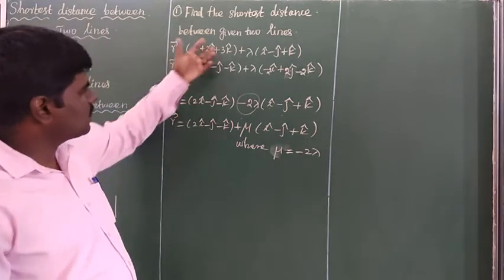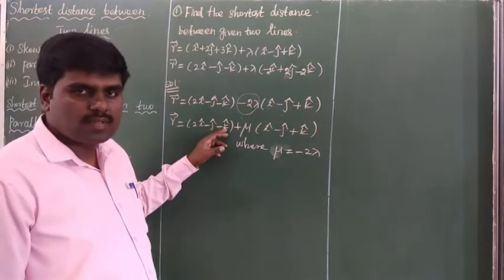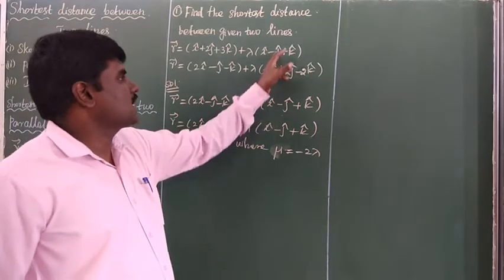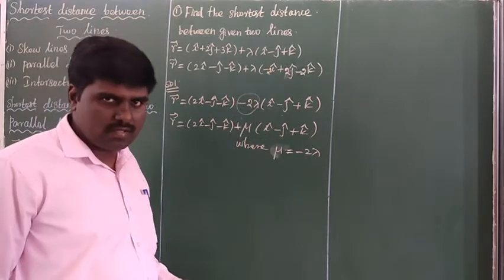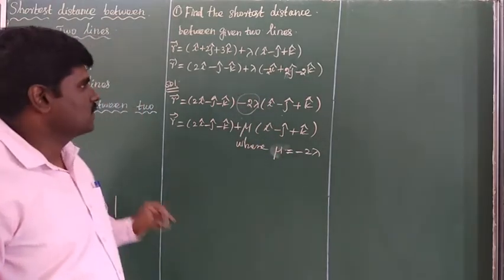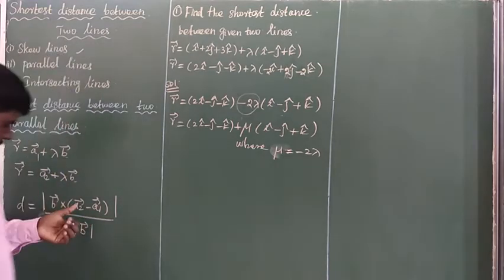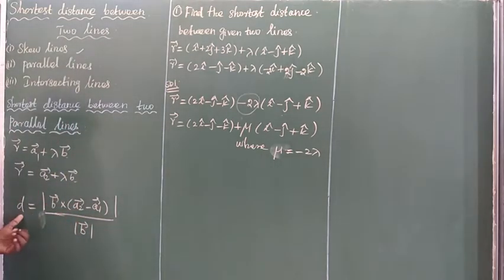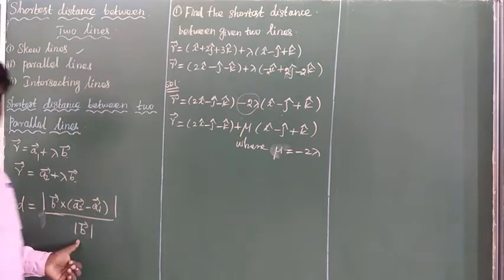Both lines are parallel because the direction ratios are the same. Understood? So you will come to solve here. What's the formula? Shortest distance is the magnitude of b vector cross a2 vector minus a1 vector, divided by the magnitude of b vector.